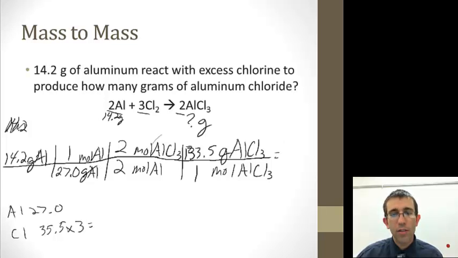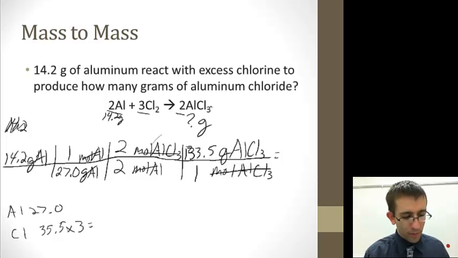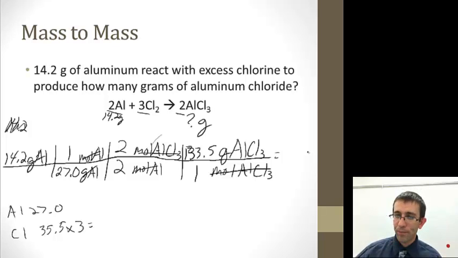Notice grams cancels out. Moles of aluminum cancels out. Moles of aluminum chloride cancels out. We're left with grams of aluminum chloride. That's what it asked for. That's a good thing. Multiplying top to bottom, 14.2 times 1 divided by 27 times 2 divided by 2 times 133.5 times 1, divided by 1, and you get 70.2 grams of aluminum chloride. Boom.